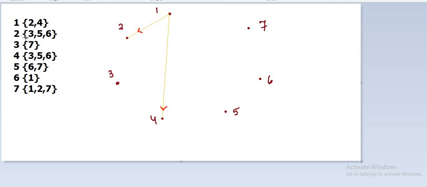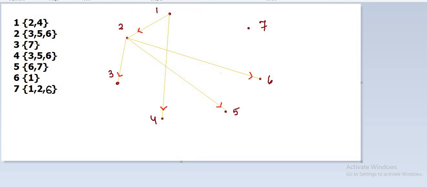The next one is 2, which is going to 3. Let's make it out. 2 to 3, and then 2 to 5, and then 2 to 6. Let's make the arrows for convenience. This side, again to this side, again to this side. Here it will be 6, so I'm writing 6 here. Then only you are going to get the answer.